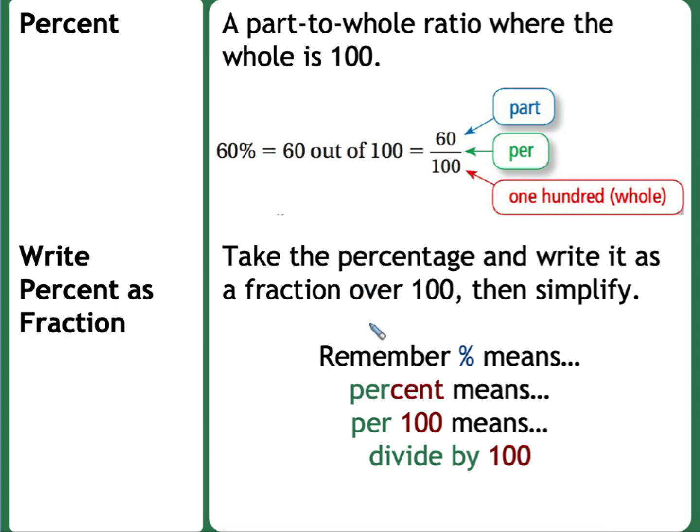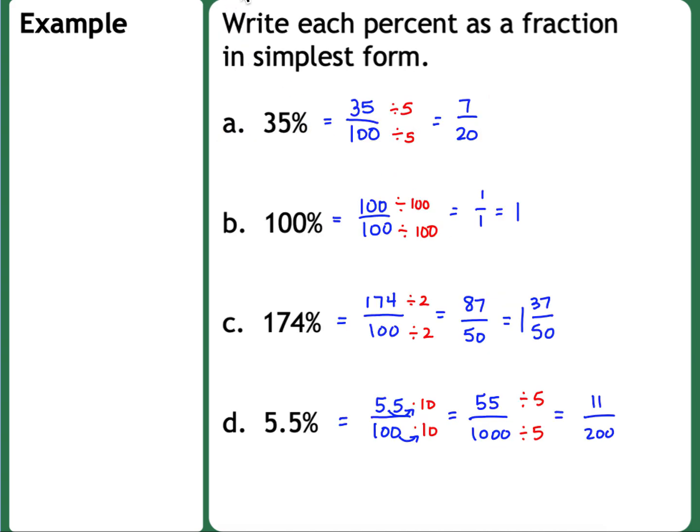So a percent means per cent. The stem cent means 100, so per 100. And in math, per means divided by. So percent means divide by 100. So that's what we're going to do. We're going to set up a percentage as a fraction over 100, then simplify that fraction.